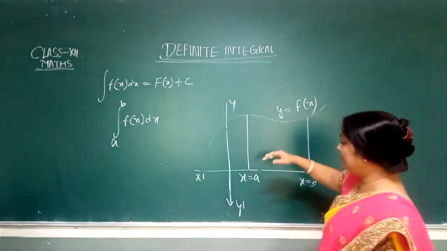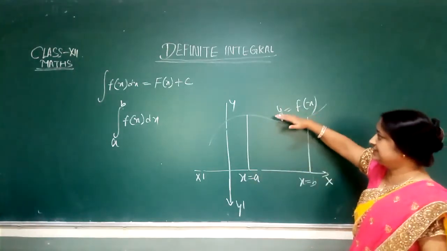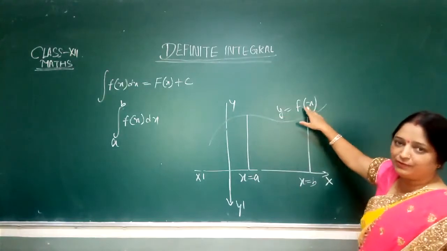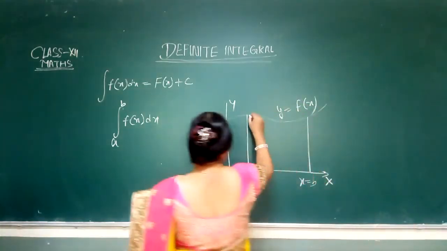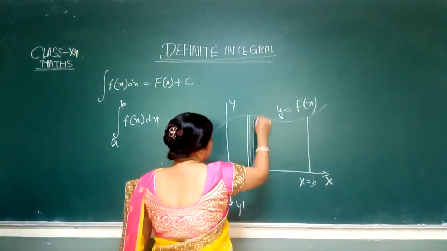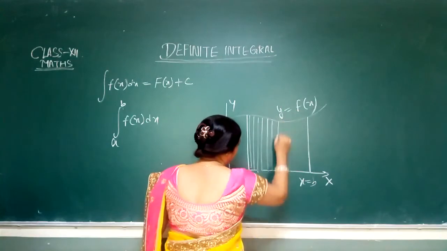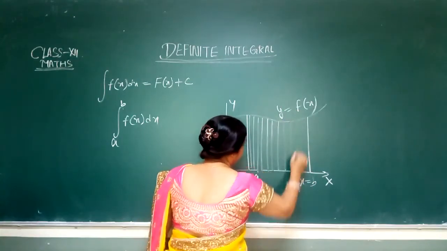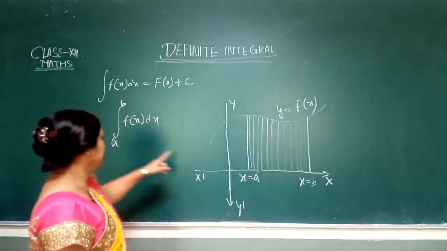So it means you are finding the area between the x axis and this curve, that is y equal to f of x, which is the function given here. It means you are finding the area between this curve and above the x axis. You are finding this area. This is known as the definite integral.